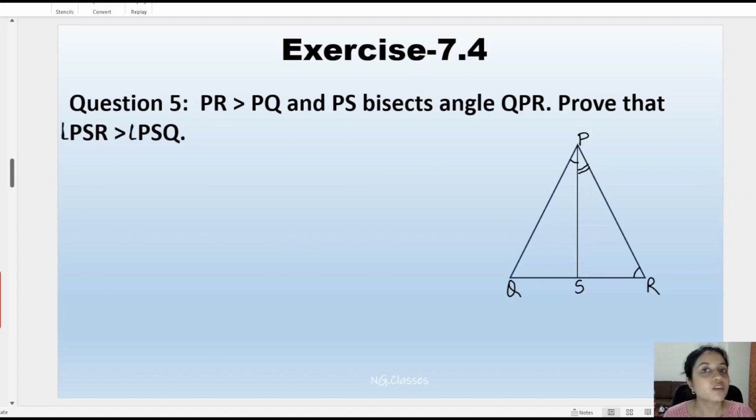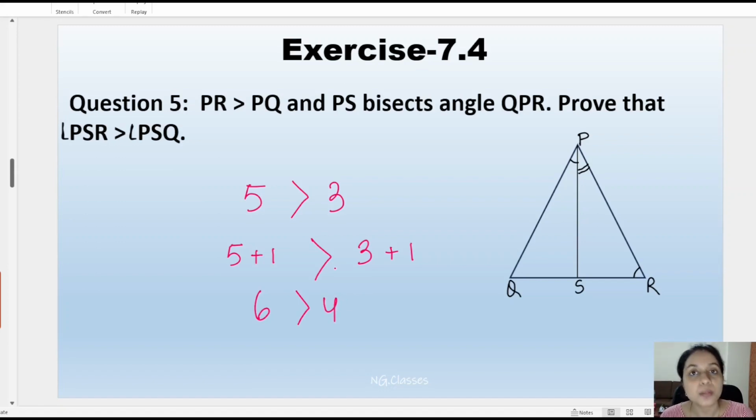Before starting the discussion of our proof, let's understand one thing about inequality. Whenever we have an inequality, let's say 5 is greater than 3. That is true, right? This inequality sign is valid here. We are allowed to add the same number on both sides. Even if we add 5 plus 1 and 3 plus 1, we don't have to change the inequality sign. Still we will write the greater than sign, because we know that 6 is greater than 4. So whenever we add the same term on both sides, there is no change in the inequality sign.